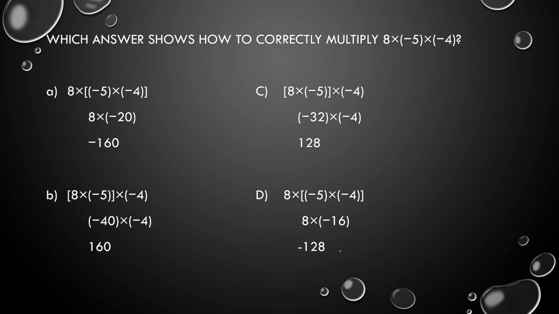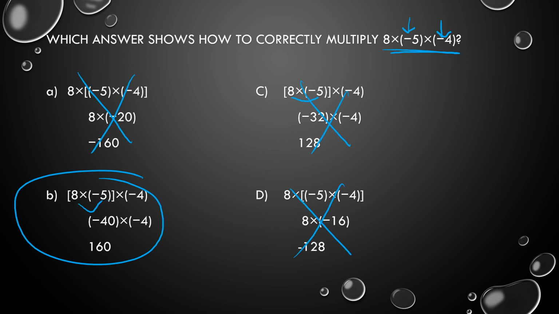Again, same type of question. However, this time, if I look at my original expression, I have two negatives. 1, 2. 2 is even, which means my final answer is going to be positive. So I'm going to cross off the 2 that are negative. Here it says if I do 8 times 5, I should get 32. Well, that's not correct because 8 times 5 is 40, which means it has to be this one. 8 times negative 5 is negative 40, and then a negative times a negative is going to give me a positive. And again, you can also double check this one in a calculator as well.